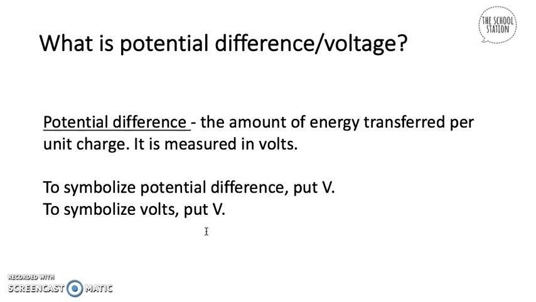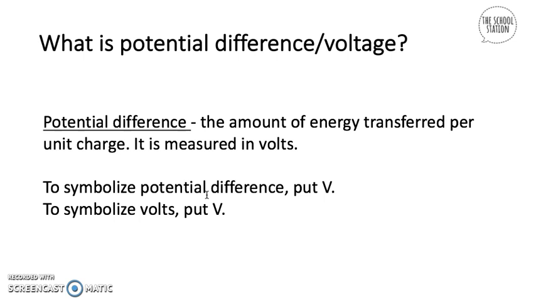To symbolize potential difference, we put a V, and if you don't want to remember it like that, you can just say potential difference is voltage. So to symbolize voltage, you put a V, and it's easier to remember. Also, to symbolize the unit, which is volts, we also put a V. So it is the exact same thing for the unit and voltage itself. We can represent it using V and V. So that is what potential difference is. Not really anything much to think about. It's just the amount of energy transferred throughout the circuit.